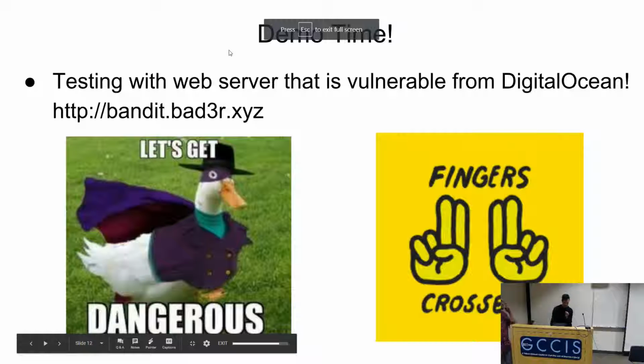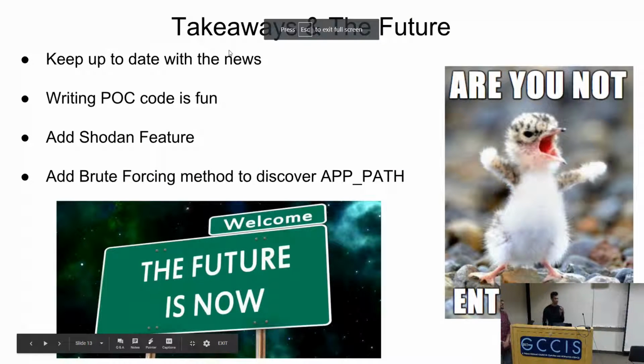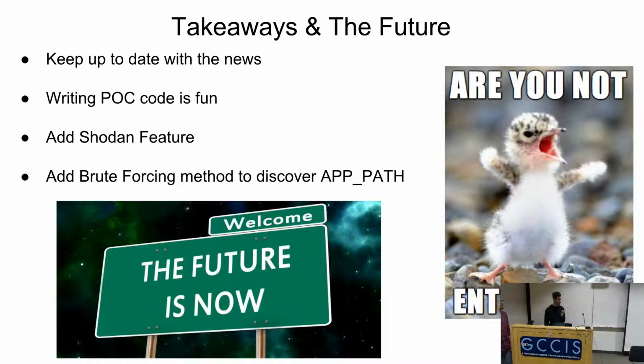So at the end of the day, takeaways for the future: it's always good to keep up to date with the news. Twitter's a great place for it. ExploitDB, always new vulnerabilities. ZDNet, good stuff to read. Workplace news section always has some good stuff. Writing proof of concept code is fun. You could always send it to ExploitDB with searchsploit, and that's always a good time.